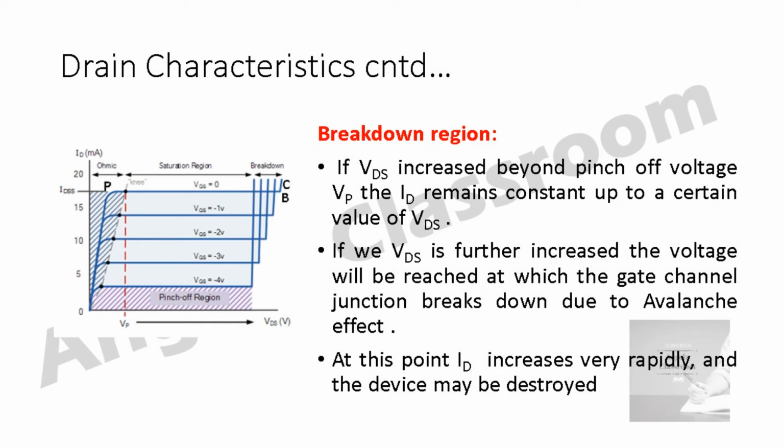If you increase your VDS voltage further, beyond your pinch off voltage, ID will remain constant for a certain point, and even then if you keep increasing VDS, the channel junction breaks down because of the avalanche effect. At this point the drain current increases very rapidly, which causes the device to be destroyed completely.